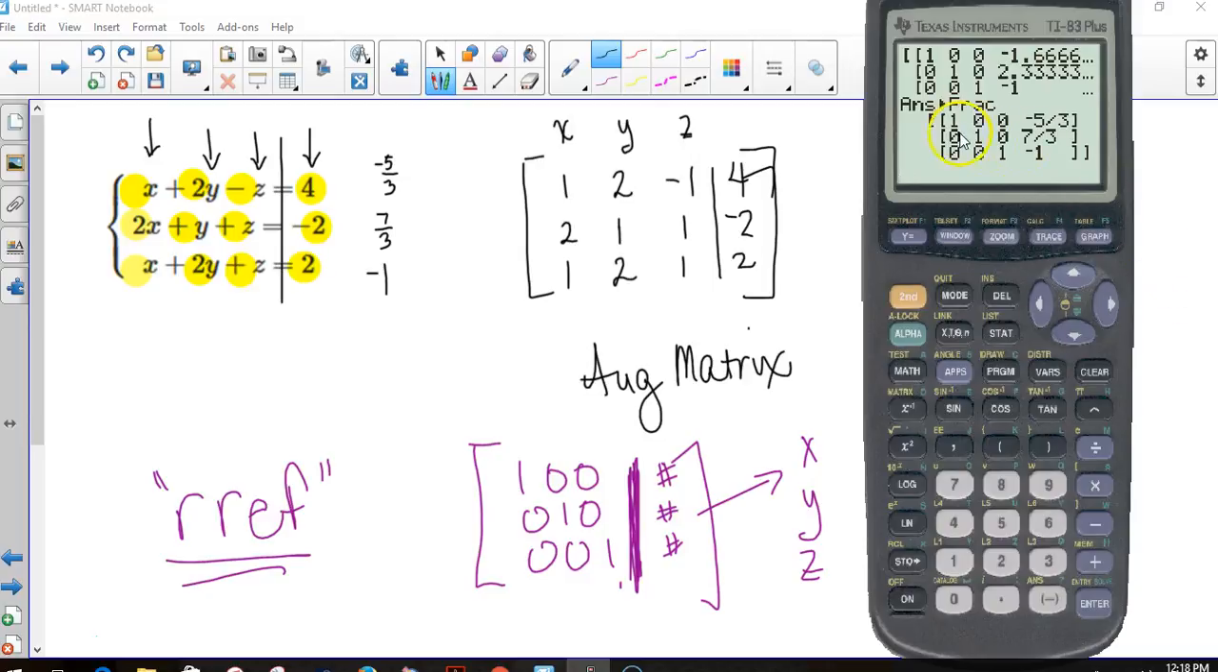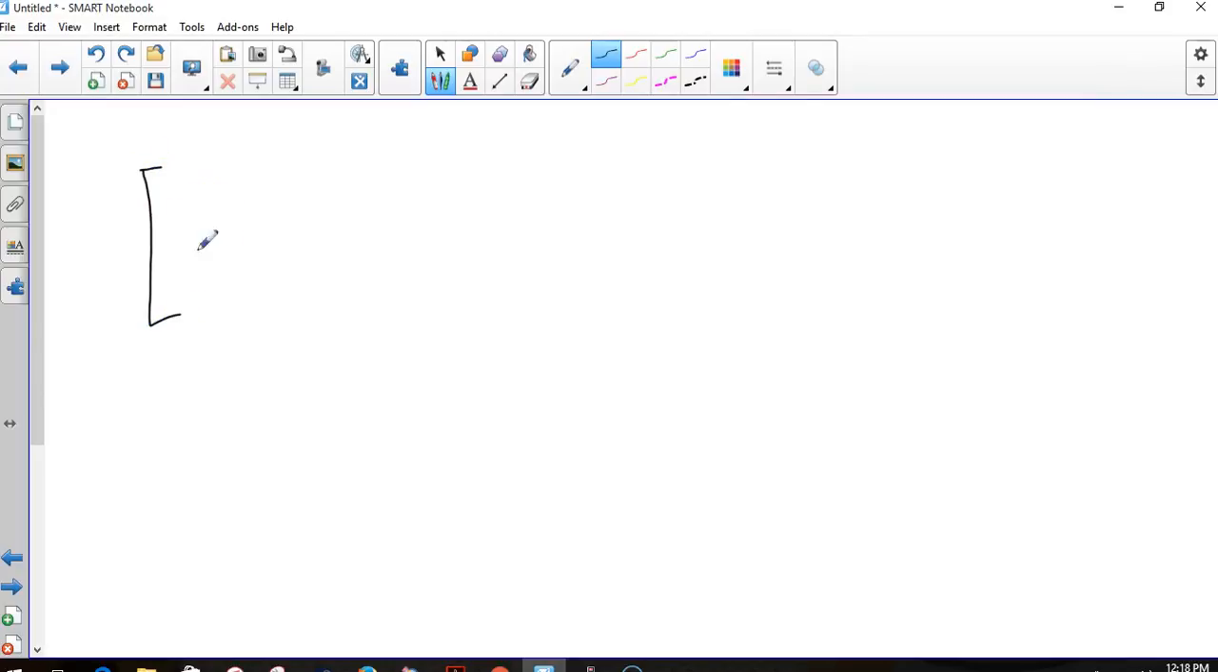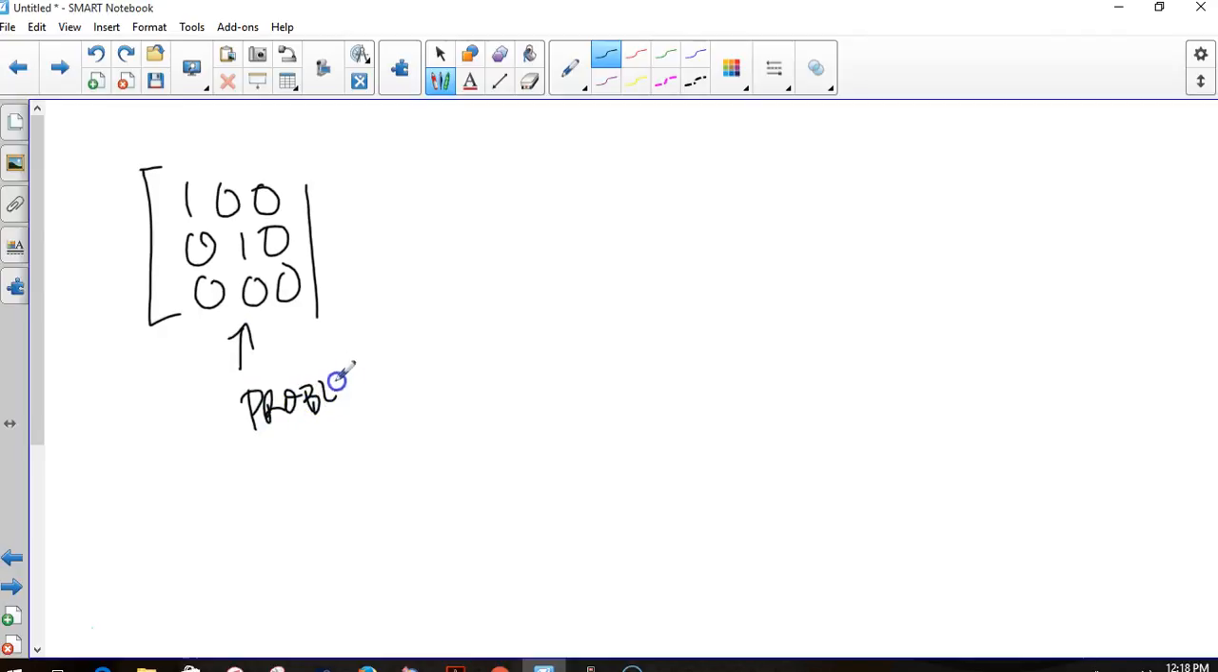Now, it's imperative that it has the 1s along the diagonal. If it doesn't look like this on the left, these are not your answers on the right. It must have 1s along the diagonal and zeros anywhere else. If you have a situation where it looks maybe like this, all zeros here at the bottom, that's a problem. If I have like 2, 3, 5, no good.